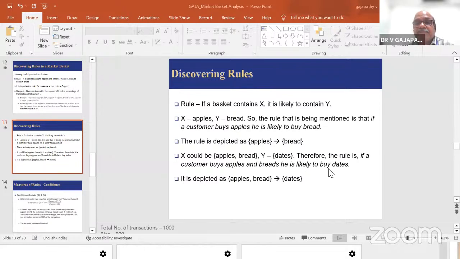Apples, bread. Okay. Now we are making a connection between apples, bread, and the dates. It is depicted as apples, bread implies dates. This is a very important understanding. That is why I have been slowly dragging you to the mathematical side, because we have to understand all these things to go to the algorithm side.